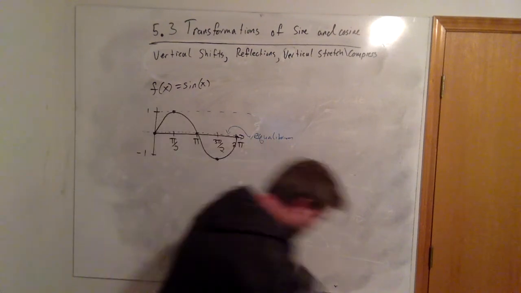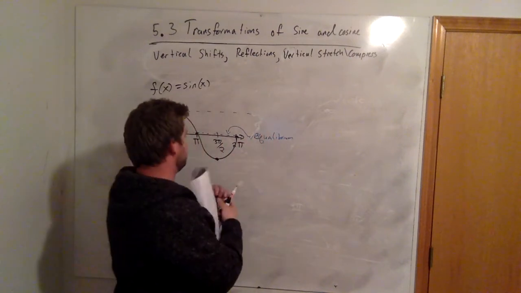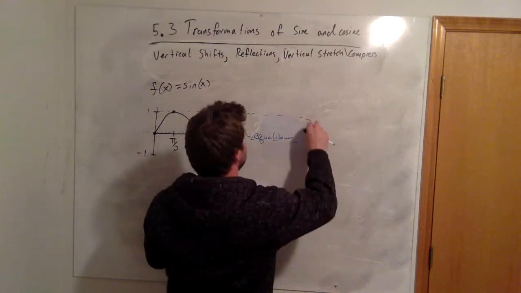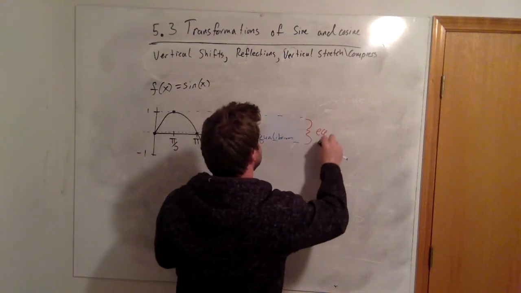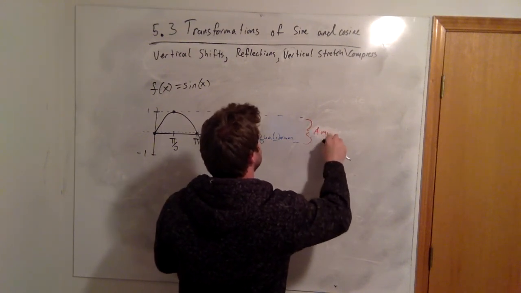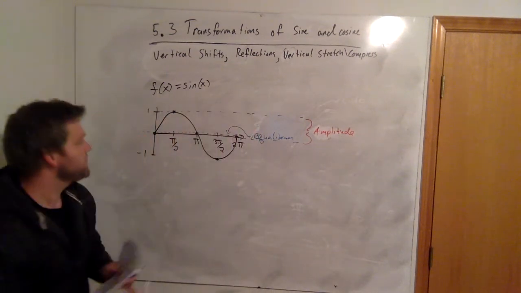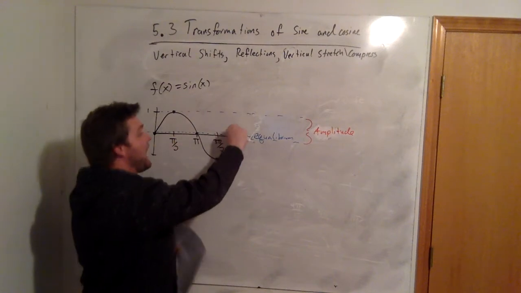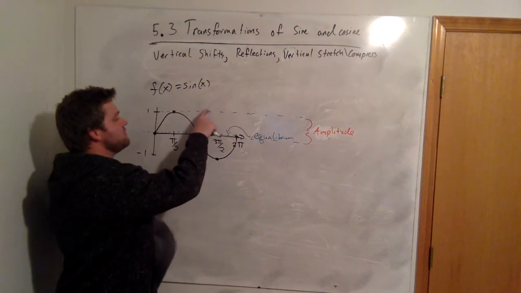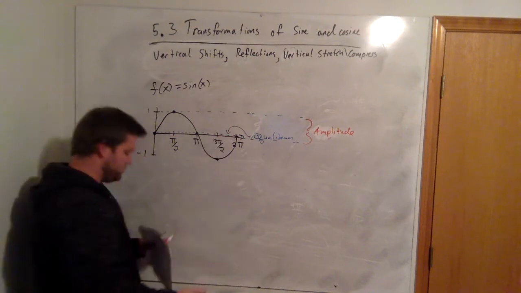Equilibrium. Let's use red. The distance from here to here is what we'll call the amplitude. It's the amplitude of the wave. So the equilibrium is the middle, and kind of the height of the wave would be the amplitude. So if you measured from the equilibrium to the tip of the wave, this would be the amplitude. It would be equivalent if you measured from the equilibrium to the bottom of the wave. This would be the amplitude.